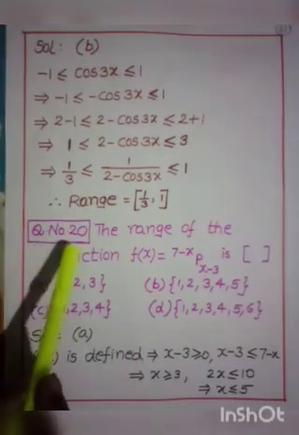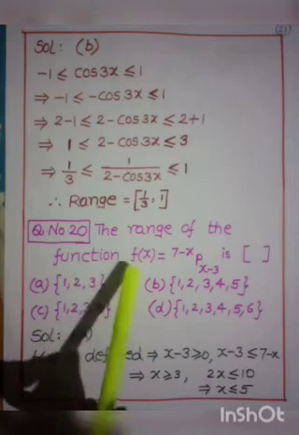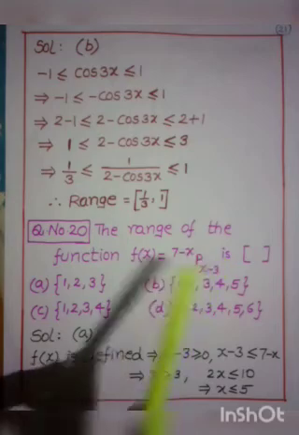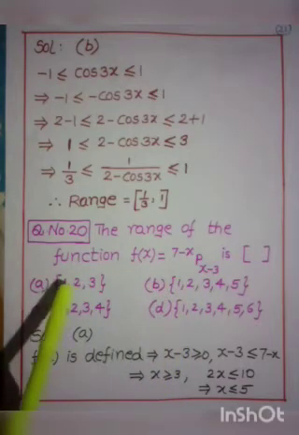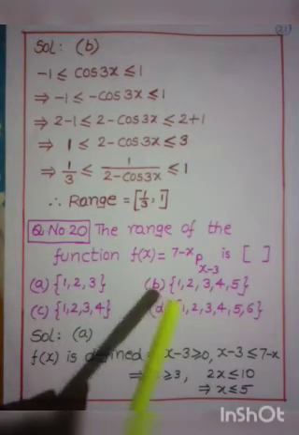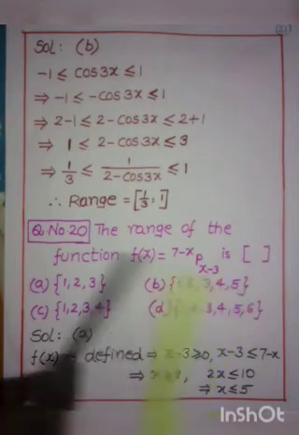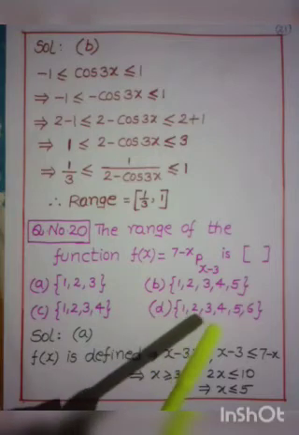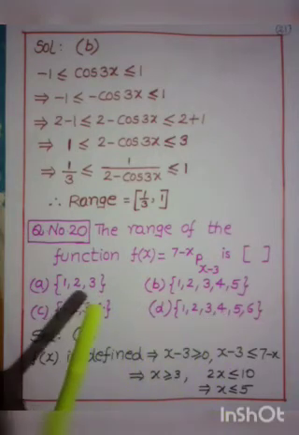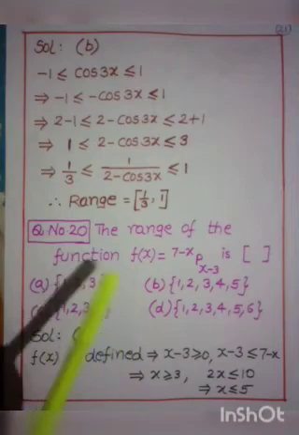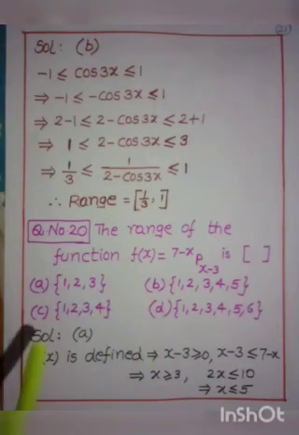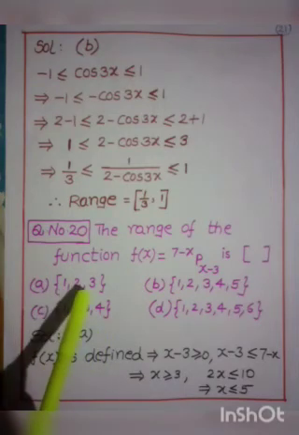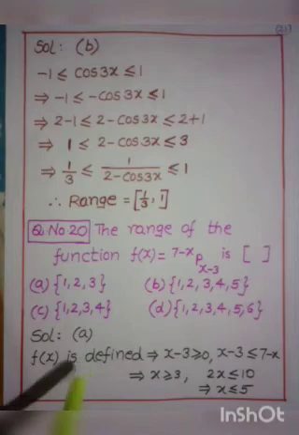Now come to question number 20. The range of the function f of x is equal to 7 minus x P x minus 3 is: option A, set 1, 2, 3, option B, set 1, 2, 3, 4, 5, option C, set 1, 2, 3, 4 and option D, set 1, 2, 3, 4, 5, 6. This question is also based on the range of functions. Out of all these four options, the first option is correct, that is set 1, 2, 3. Let us see the explanation.